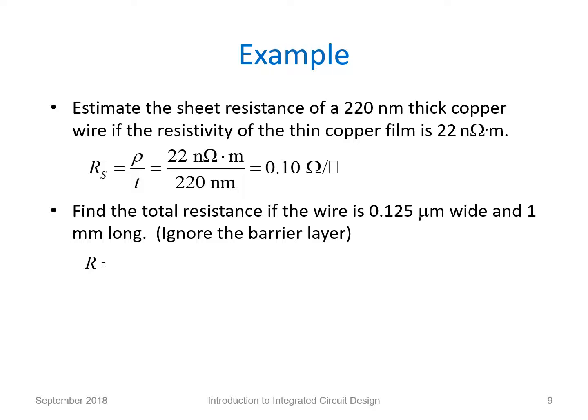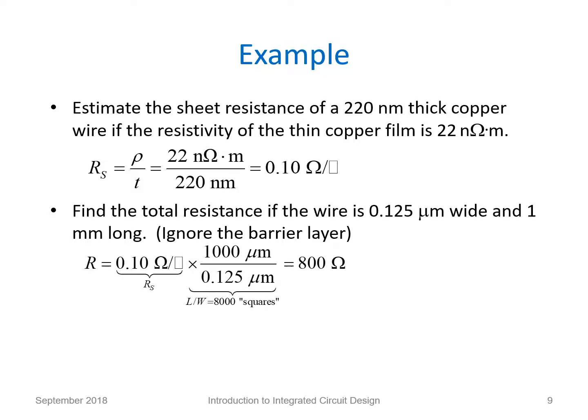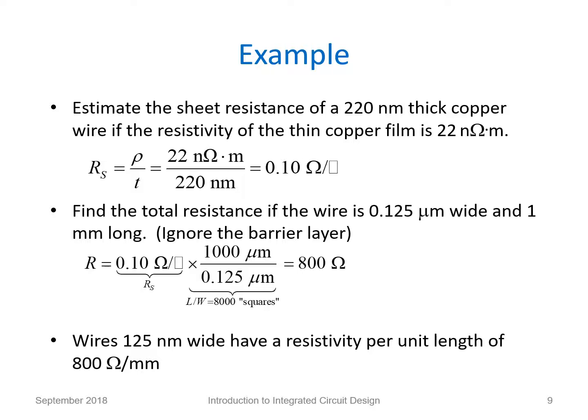So find the total resistance if the wire is 125 nanometers wide and 1 millimeter long. The resistance is given by the sheet resistivity, 0.1 ohm per square, multiplied with the number of squares, which in this case is 8,000: 1 millimeter divided by the 125 nanometers. That gives us a total resistance of 800 ohms. So wires 125 nanometers wide have a resistance per unit length of 800 ohms per millimeter.